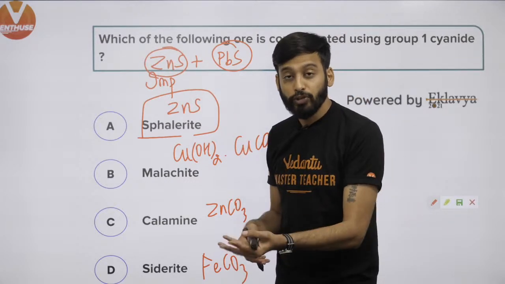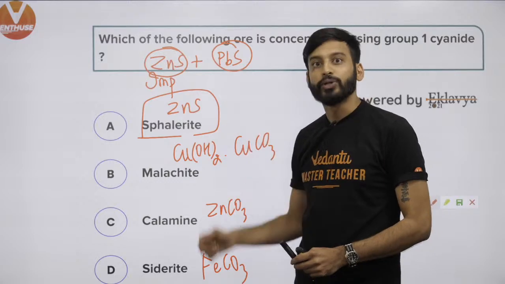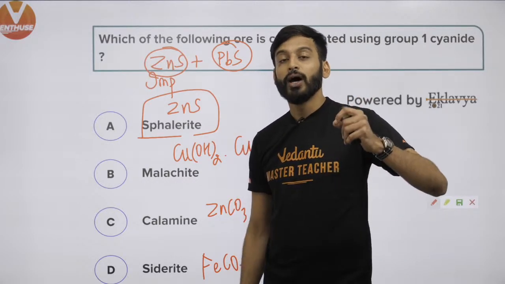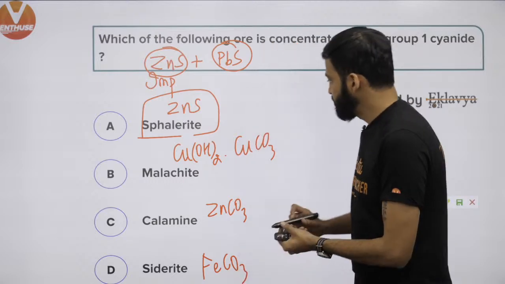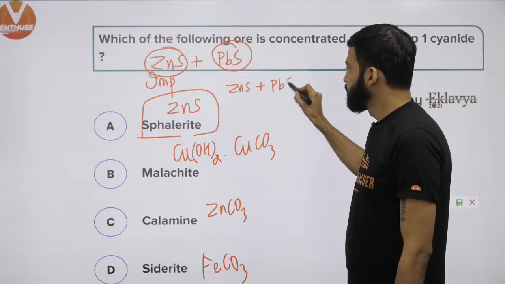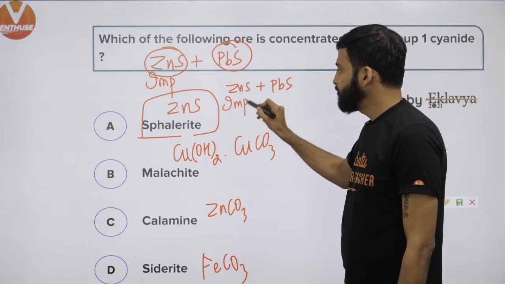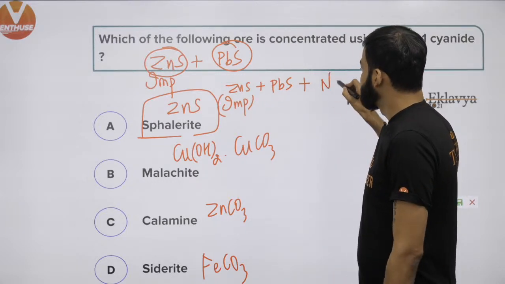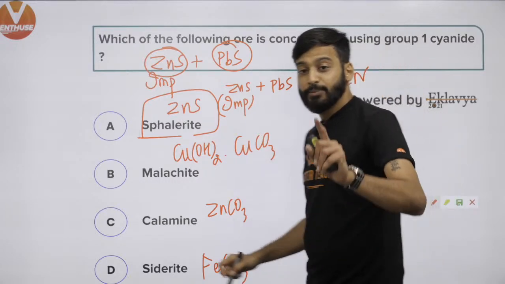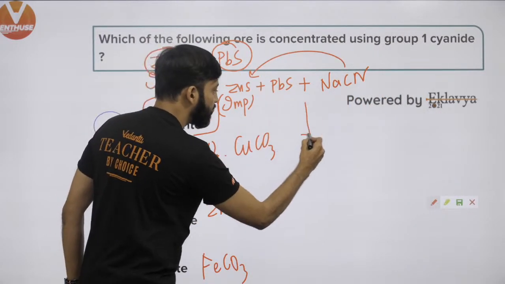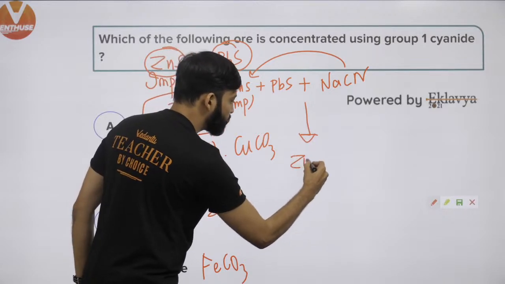Because if I do froth flotation, both of them will start floating. I don't want that to happen. So you will use depressing agents. For example, very simple, you will use ZnS and PbS. Here ZnS will act as an impurity. Here you will add, very important thing, your NaCN. NaCN, beta, will not react with PbS, but it will only react with your impurity, giving you ZnCN.